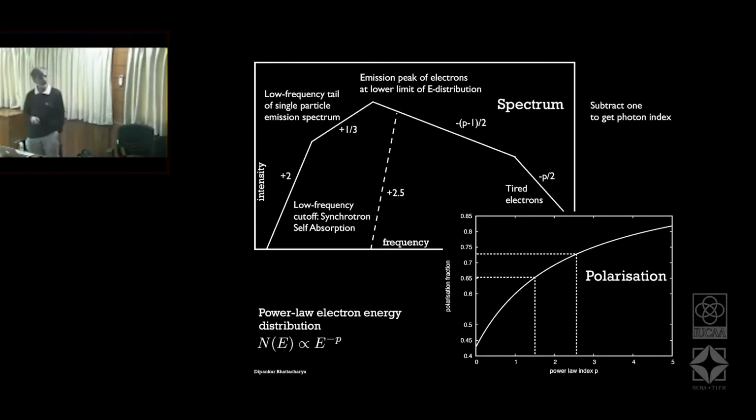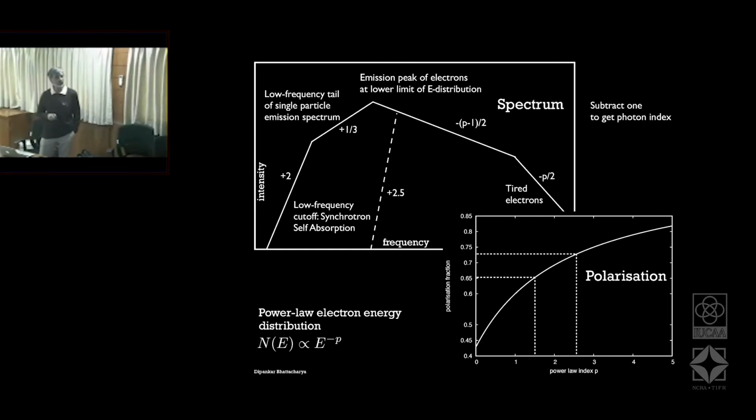Now, what do we actually see? So there we have to bring in other possibilities. The fact that the intrinsic spectrum, the energy distribution of the electrons, is not going from 0 to infinity. There will be a minimum energy, there will be a maximum energy.